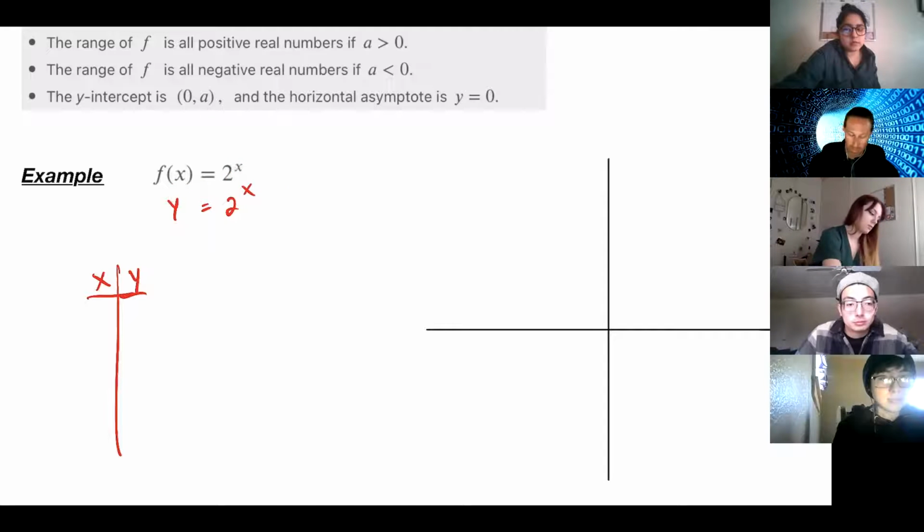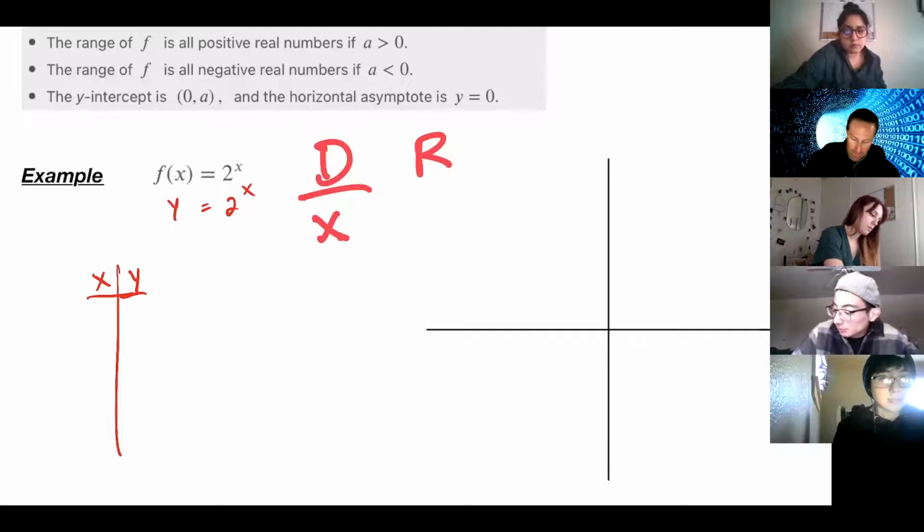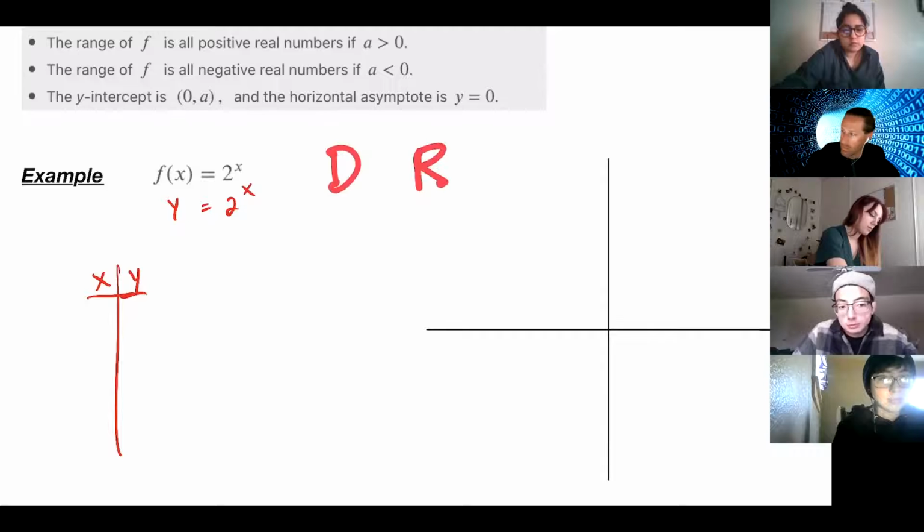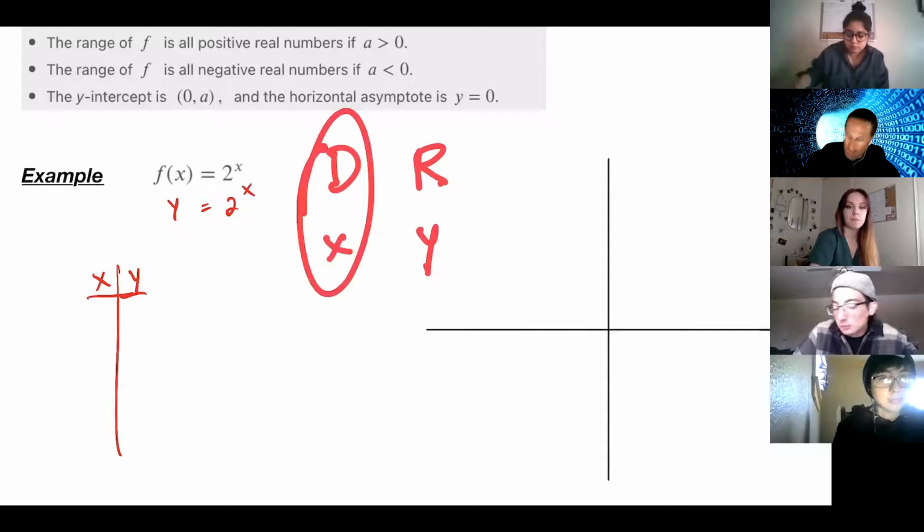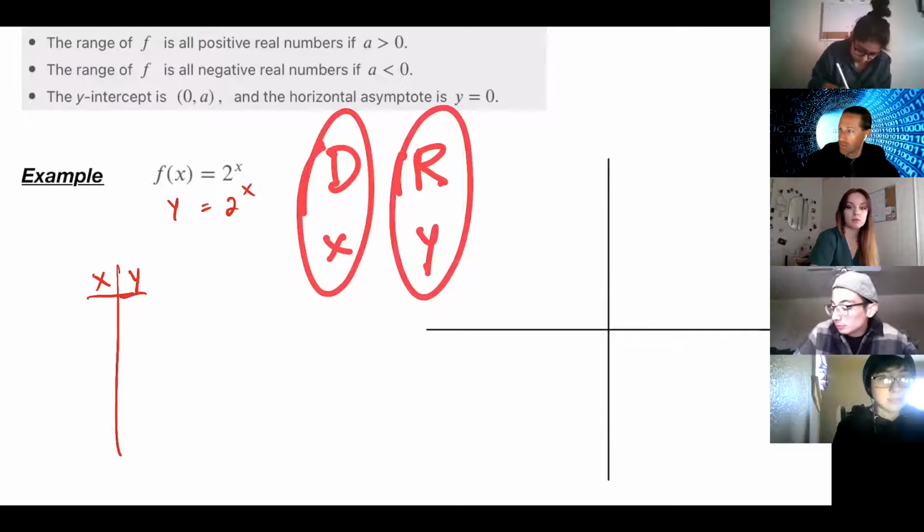Input versus output. Remember, domain and range are all the x values, the inputs. Range will be all the y values, the outputs. Follow the alphabet. D comes before R for domain and range. X comes before Y. So the domain, all my inputs, X values. Range, all my Y values, outputs.